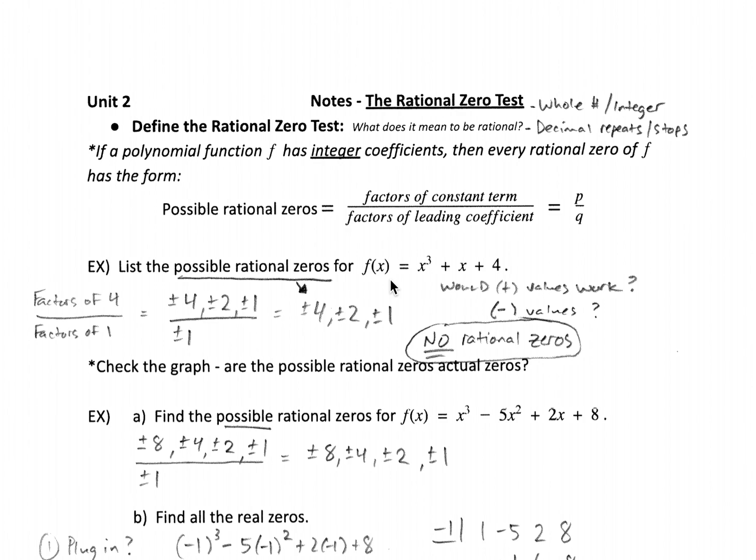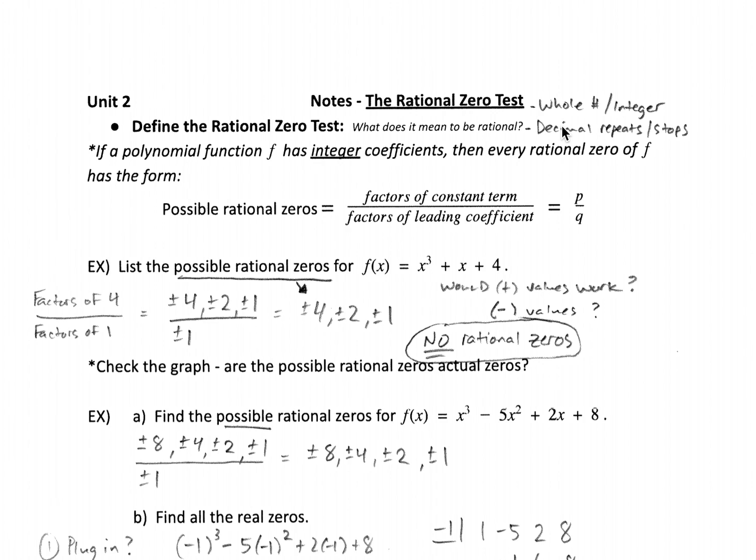So first, let's talk about what it means to be rational. Because if we understand what it means to be rational, then we'll understand what a rational zero is. A rational number could just be a whole number, but it could be positive or negative, which means that it could be an integer. So integers are just positive and negative whole numbers. But it could also be a fraction or a decimal value. But in order to be rational, that fraction needs to turn into a decimal that either repeats or stops, and that would be a rational number.